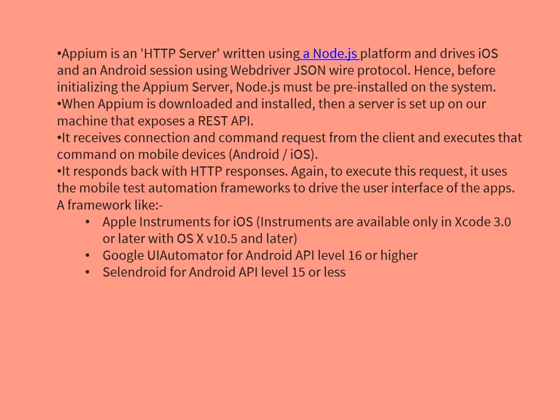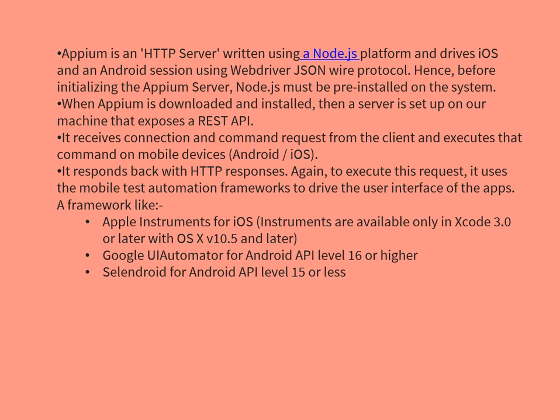Moving on to the next slide. How does Appium work? Appium is an HTTP server written using the Node.js platform, and based on iOS or Android, it makes use of the WebDriver JSON wire protocol to connect to the devices. Whenever Appium is downloaded and installed, a server is set up on your machine that exposes a REST API which is used to connect to the mobile devices.